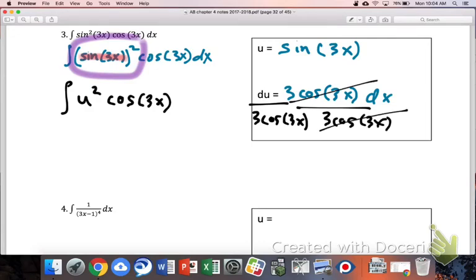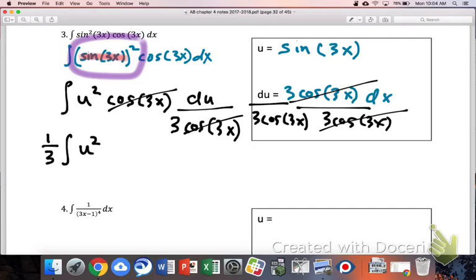And you end up with dx equals du over 3 cosine of 3x. So I can replace dx with that: du over 3 cosine of 3x. And of course, major cancellations happen. Yay, this is going to look really simple here in a second. Isn't that over 3 just a 1/3? So I'm going to get that out of there. So it's 1/3 integral of u squared du.